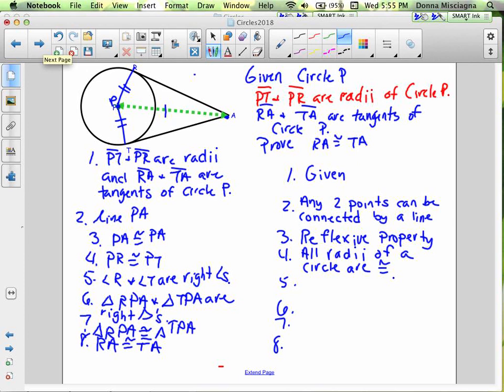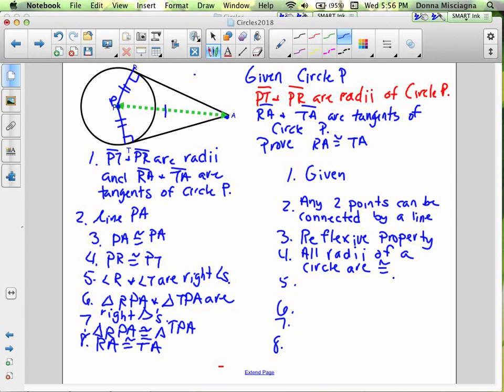Angle R and angle T are right angles. So I'm now saying that these are right angles. How do we know they're right angles? Well, in the last lesson, we learned about the properties of tangents. One of the key properties is that tangents are perpendicular to radii at the point of tangency. R and T are the points of tangency because that's where the tangents intersect the circle. PR and PT are radii, so since tangents are perpendicular to radii, that has to be a right angle.